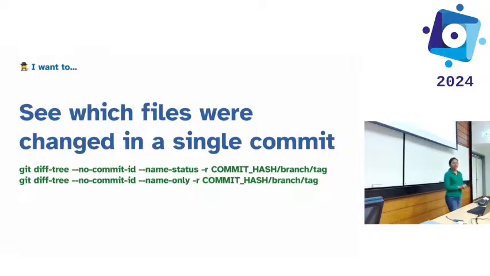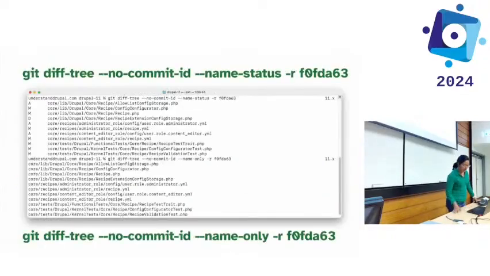And if I want to see which files were changed in a single commit, we can also use git diff-tree and the following path. This command has 2 options: name-only and name-status, which you can see in the screenshot, and it also has the information that git whatchanged gives, which files were added, modified, or deleted.